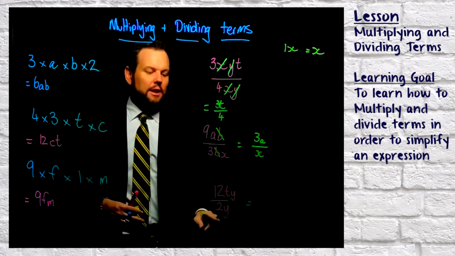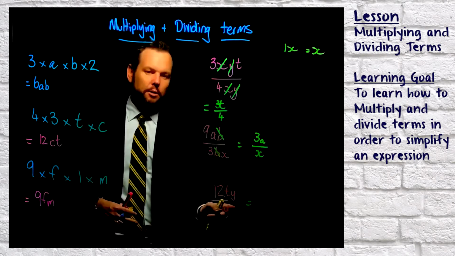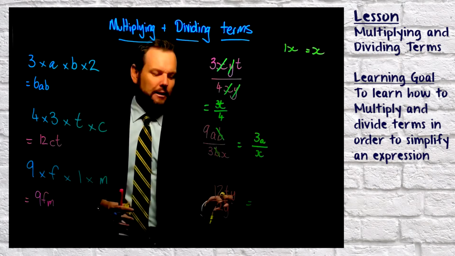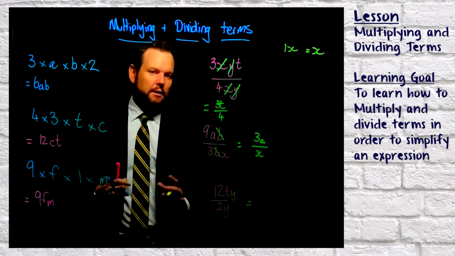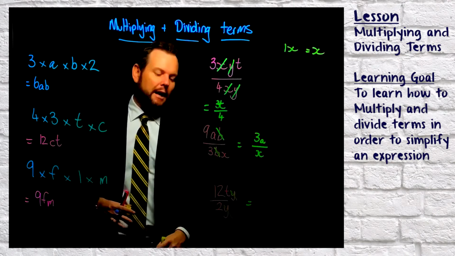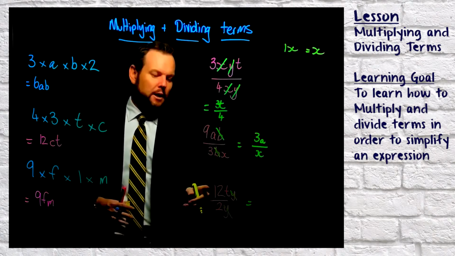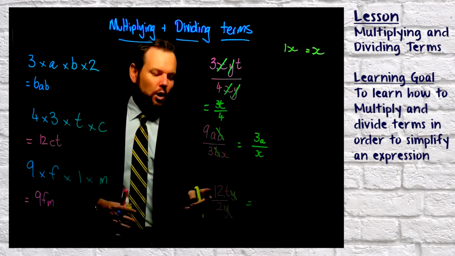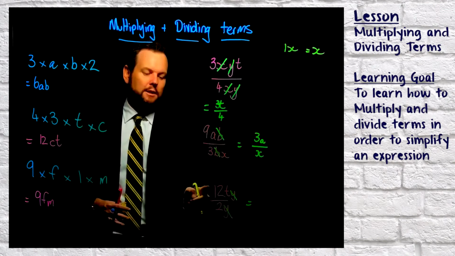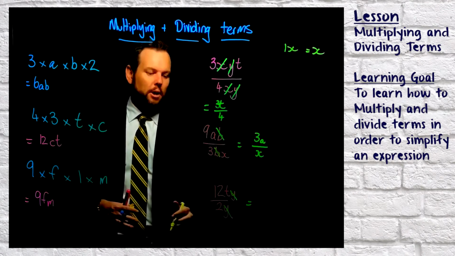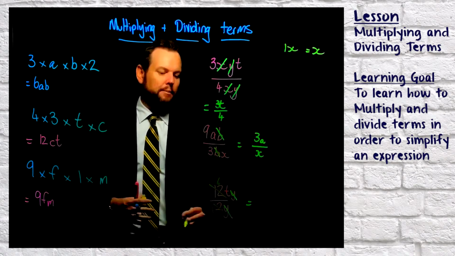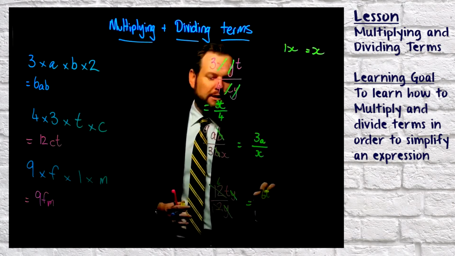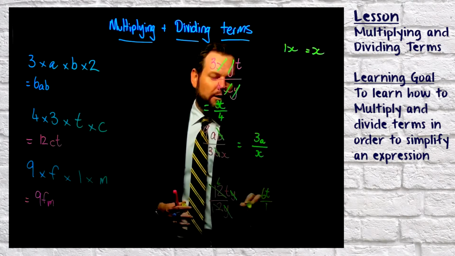Now this one's going to be even more different. Let's have a look here. I've got t on the top, no t on the bottom, so I can't do anything about that. But I've got a y on the top and a y on the bottom. Let's cross them out. They're gone. Now let's have a look at our fraction. I've got 12 and I've got 2. Let's divide both of those by 2. So 12 will become 6 and 2 will become 1. So what I'm left with over here is 6t over 1.